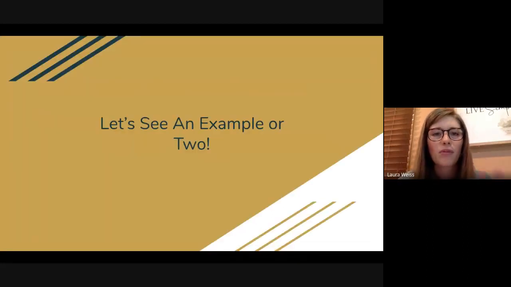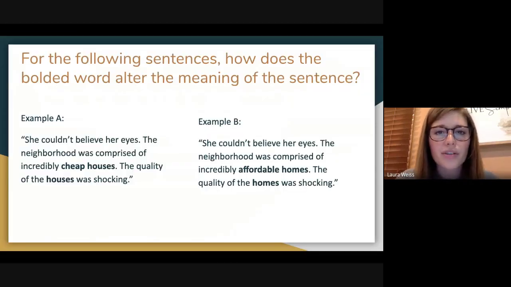We're going to see an example of what connotation and denotation look like. All right. So we have two sentences here, example A and example B. These two sentences are the exact same, except they have one word that's different, and the connotation of that word changes the meaning of the sentence.